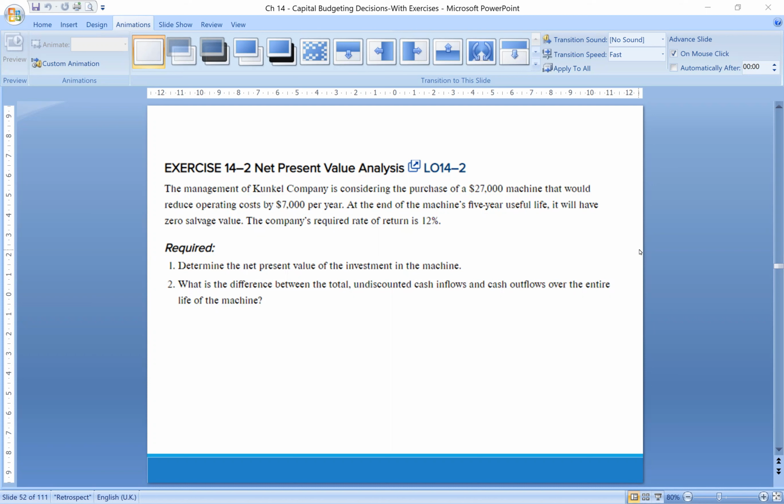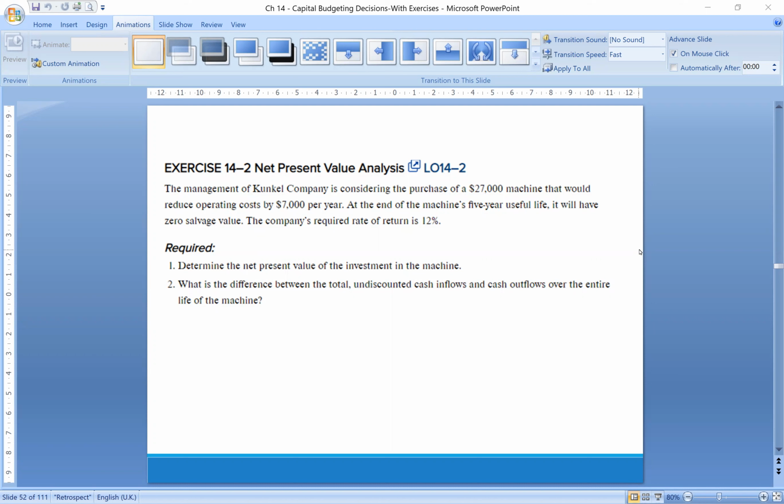The item will be what? First, the cost of the machine. The cost of the machine, which is outflows of 27,000. What is the time for the payment of the machine? Now, which means now, or one, right? Which means now, and the factor would be 1. So the present value would be 27,000.